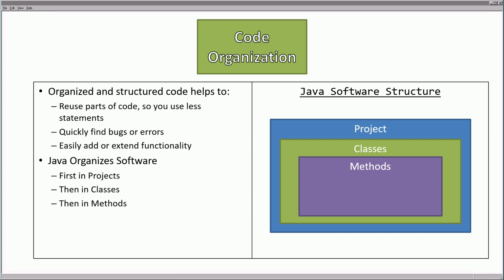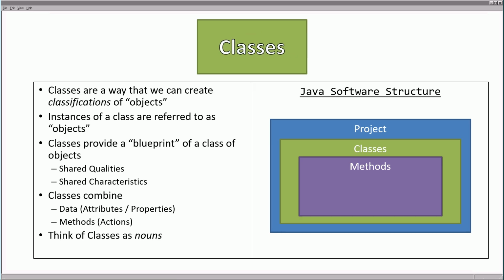Java organizes software first inside of projects, then inside of classes, and finally inside of methods. Today, we begin talking about classes. Classes are a way that we can create classifications of objects. Instances of a class are referred to as an object. The terms classes and objects are generally interchanged, but the way to always think about it is an object is an instance of a class.